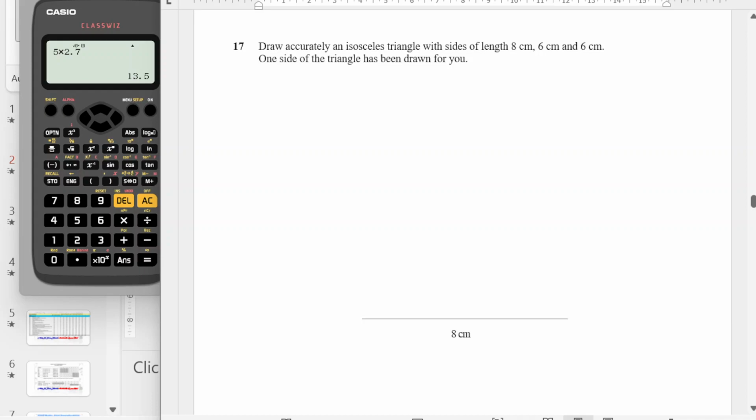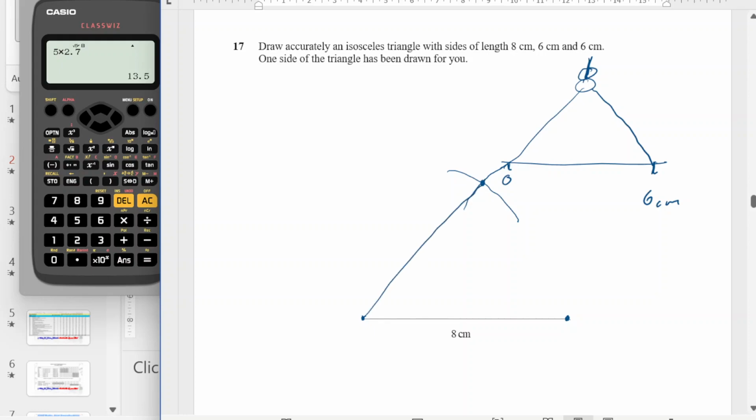So to describe this, I'm going to set my compass. I'm going to lay down my ruler. I'm going to set my compass arms to 6 centimeters, using my ruler. Once they're at 6 centimeters, I'm going to place my compass point here, and then I'm going to do an arc into the center. I'm going to keep my compass arms the same distance apart and do the same from the other side. And then the point where the 2 lines meet becomes the top vertex of the triangle.